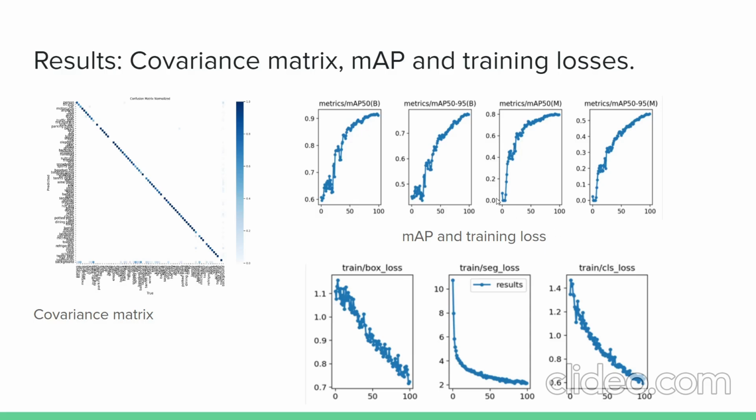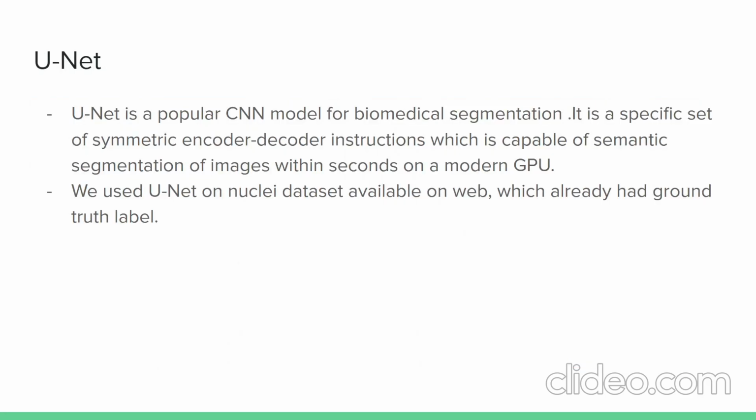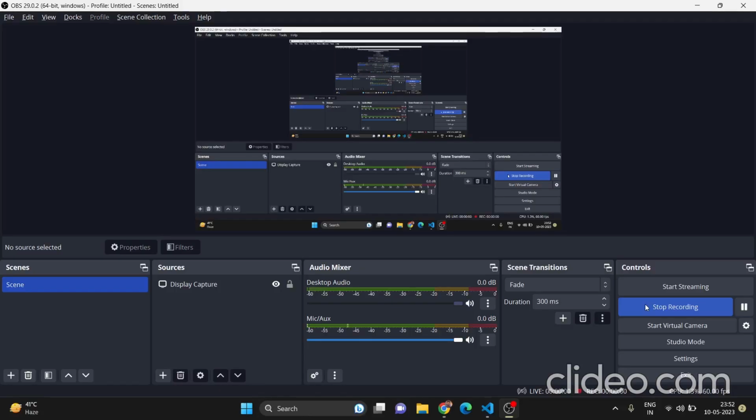Here we can see some mean average precision and training loss curves that have been taken directly from the YOLO model. We have seen the results. Now I will hand over to Ashutosh Sahu for further explanation of the CNN models. One of the CNN models that he will be explaining is the U-Net model.